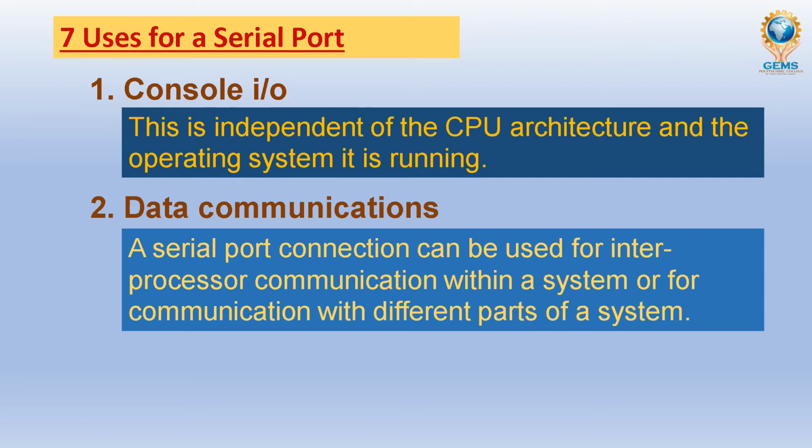And second is data communication. Serial port connections can be used for inter-process communication within a system, or for communication with different parts of a system. Meaning if information needs to be passed from the processor to any internal component of the motherboard, it can communicate through the serial port with different parts of the system.